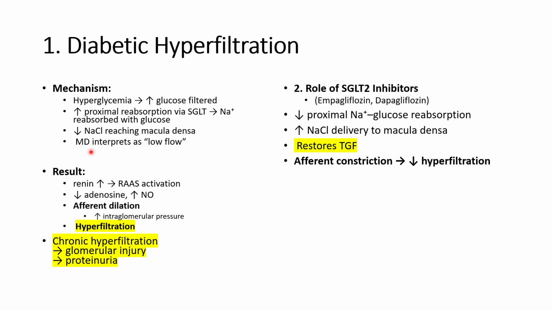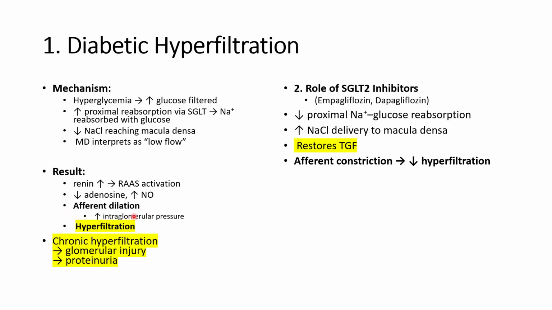That the GFR is low, and thus NaCl is low. However, that is not the case. So there will be pathological activation of the tubuloglomerular feedback, leading to increased renin. That will activate the RAS, decreasing adenosine, increasing nitric oxide, leading to efferent dilatation.